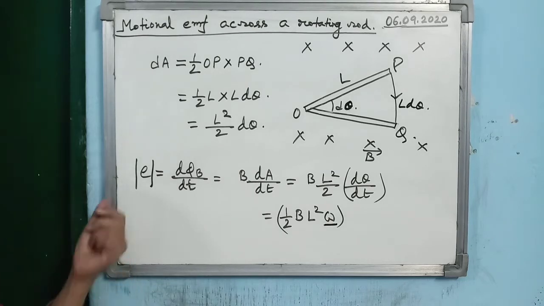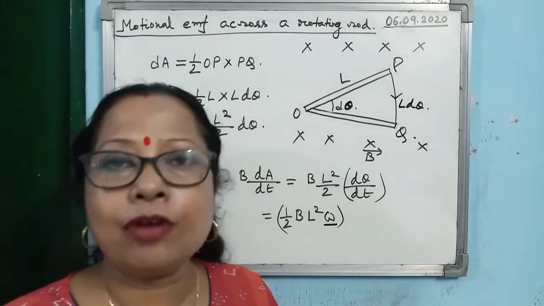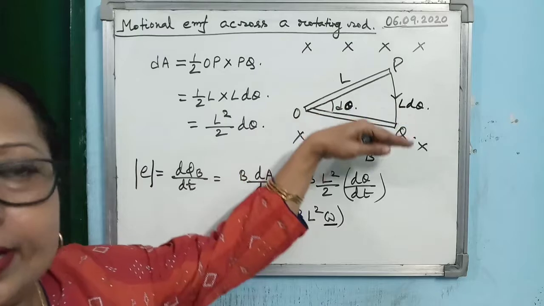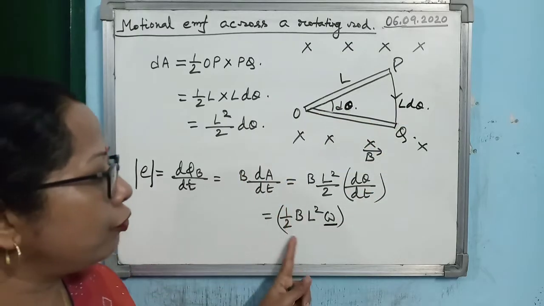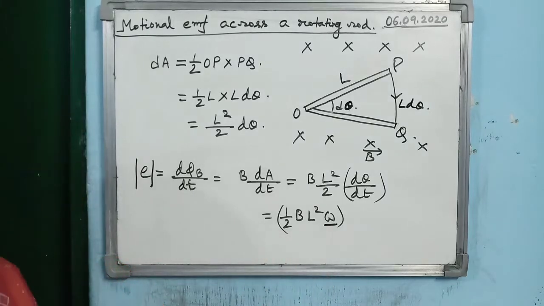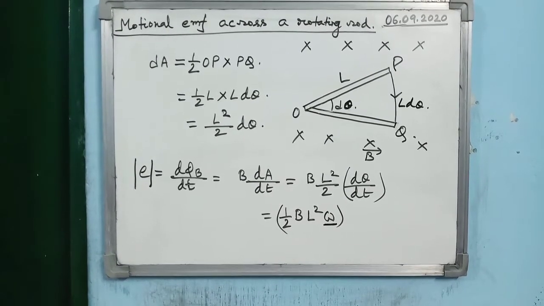So what is the induced EMF or motional EMF developed across a rotating rod? It is given by half B L square omega. Here B is the magnetic field, L is the length of the conductor and omega is the angular velocity of the conductor.